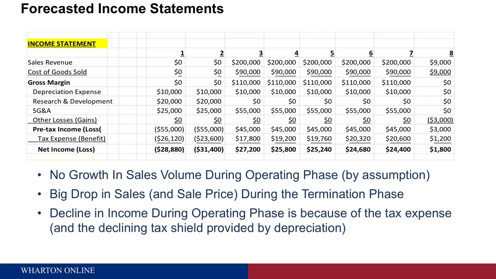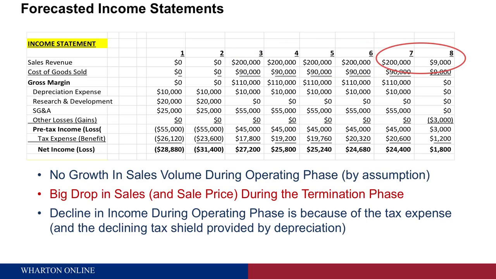So with all those assumptions, we can forecast out what the income statement is going to look like. So this is our forecast over the 8 years of the projected income statements. Note that there's no sales growth during the operating phase by assumption, so we're going to change that later on.